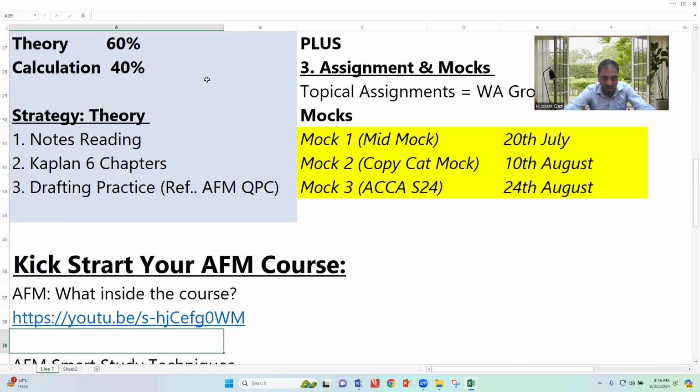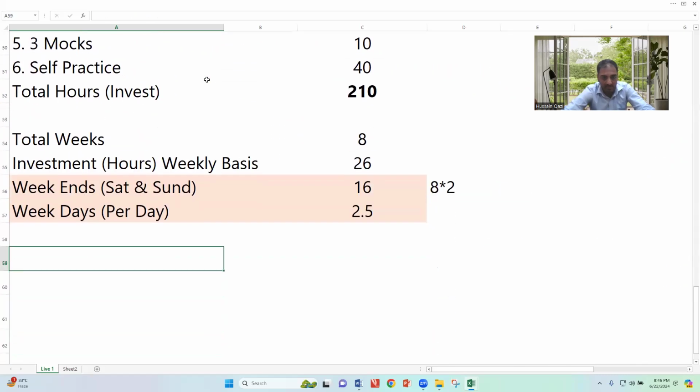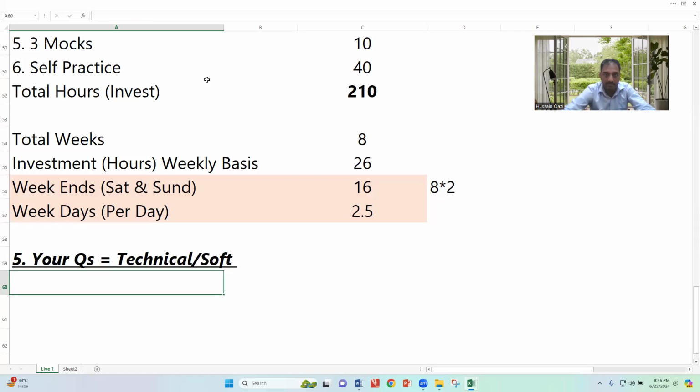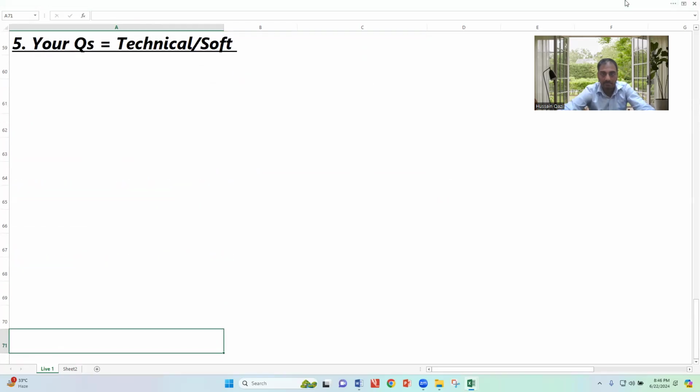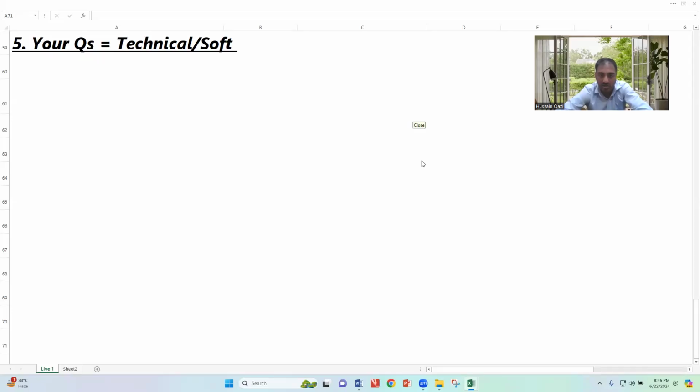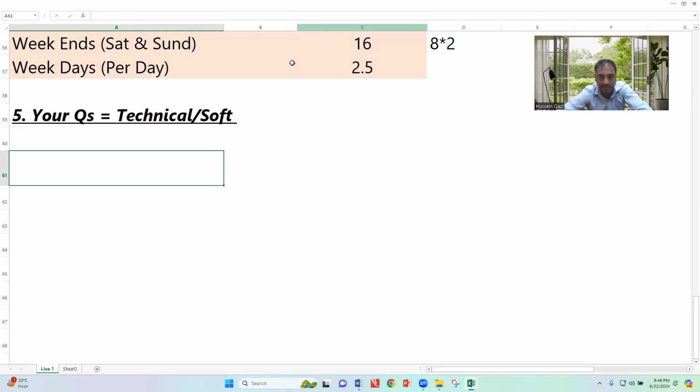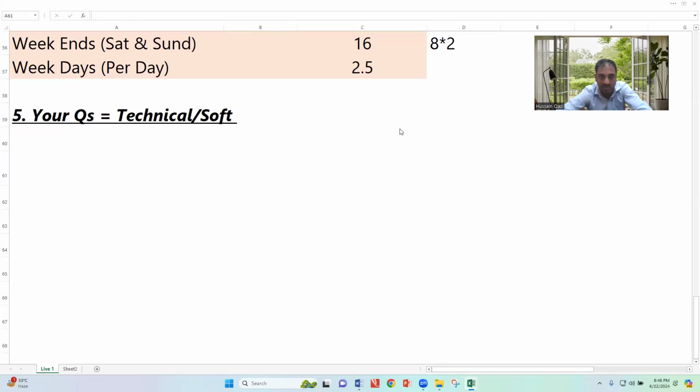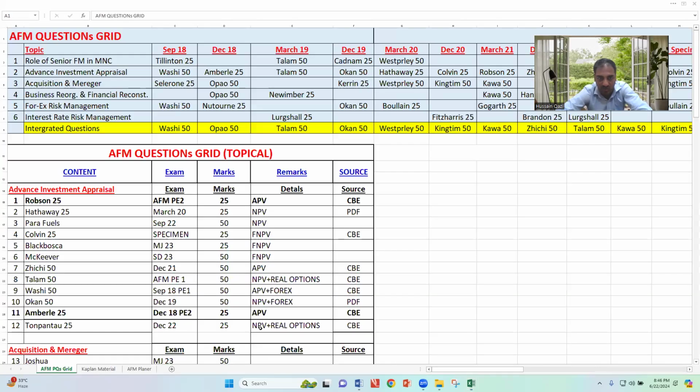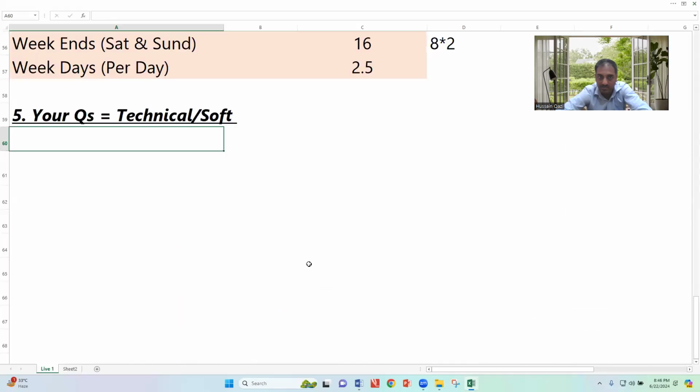Now it's about your questions. You can ask any of your questions. Yes, of course. The students who have registered with me will get this Excel file. All of the students who have registered with me will get this question grid. Don't worry about that.